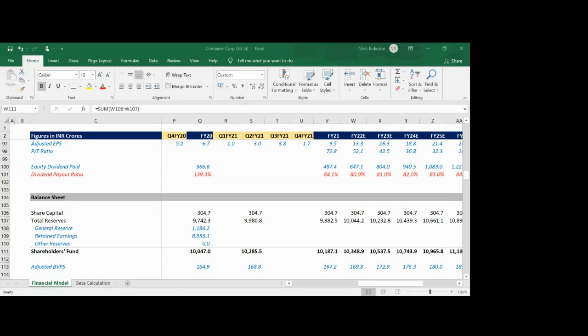So return ratios are a very important function of a business. Okay, they are grossly underrated. Newcomers in the markets pay a lot of attention to EPS and EPS growth, but EPS and EPS growth should also be seen in relation to return ratios. We will be studying that in detail as we go ahead, right?